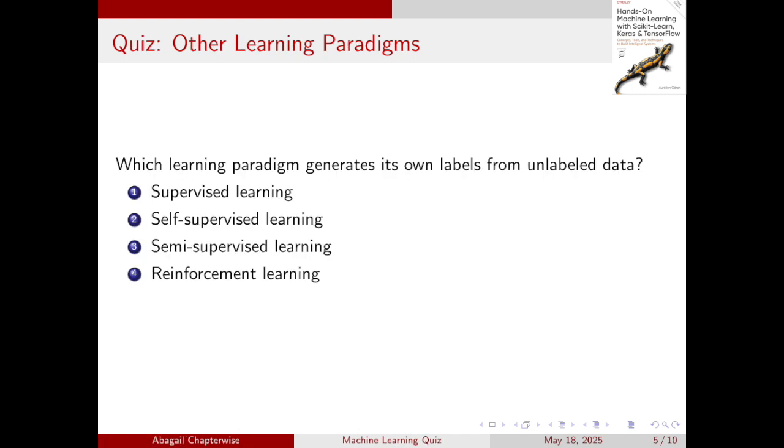This next question is about one of the newer and rapidly growing paradigms in ML. Which learning paradigm generates its own labels from unlabeled data? 1. Supervised learning. 2. Self-supervised learning. 3. Semi-supervised learning. 4. Reinforcement learning. Go ahead and pause to make your choice, and comment if you're following along.